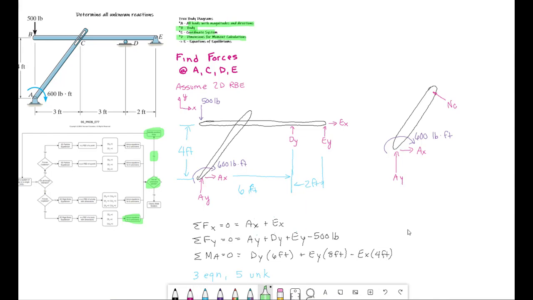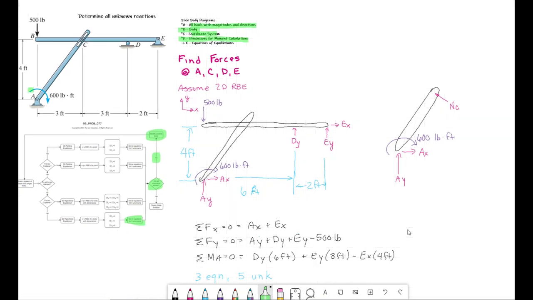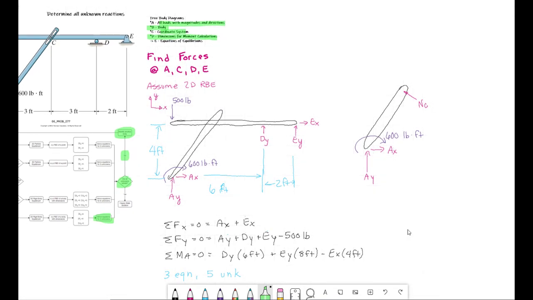Let's go with, as this moment tries to push the member AC down, right? So this whole thing is trying to spin this way. This pin here at C is pushing back against it and stopping that rotation. So that's what we show on that force, the normal force NC, is we show the normal force is stopping the rotation.